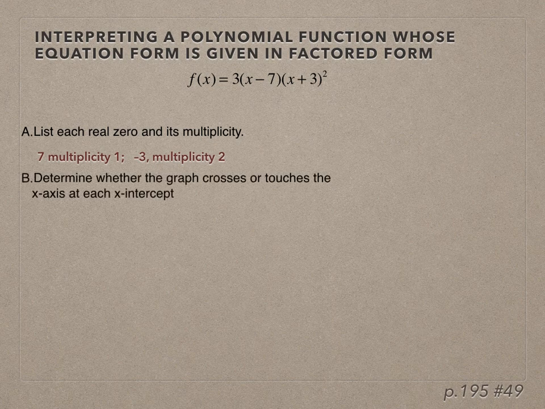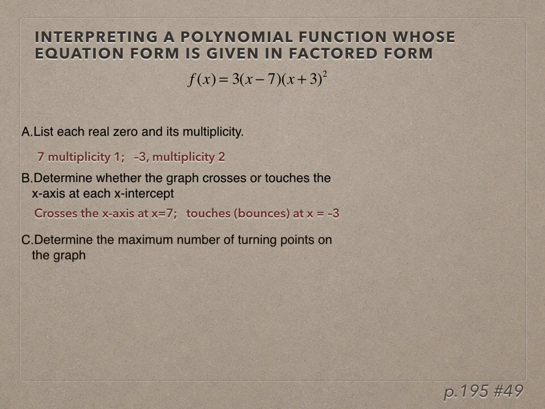Determine whether the graph crosses or touches the x-axis at each intercept. It will cross the x-axis at x = 7, and it will touch or bounce off the x-axis at x = -3 because of that multiplicity of 2. Determine the maximum number of turning points on the graph. The maximum number of turning points is going to be 2 because it's 1 less than the degree. This is a cubic polynomial function.